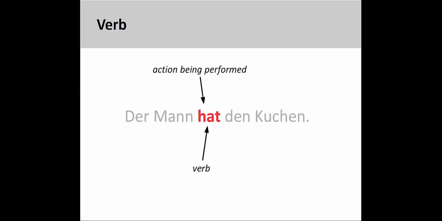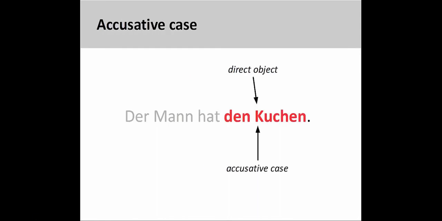This, however, raises a question. Well, what does he have? What person or thing receives the action of being possessed? And that is what the accusative case tells us here. The direct object expressed by the accusative case shows us who the recipient of the action is. Here the recipient is den Kuchen, the cake.